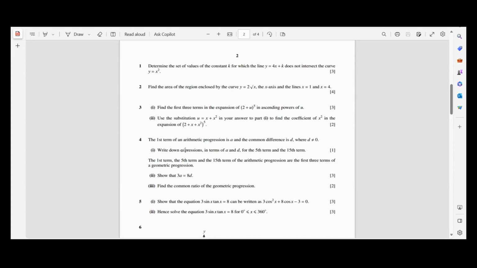For number 4, we have the first term is a, the common difference is d. Write down the expression for the 5th term and the 16th term. This is arithmetic.